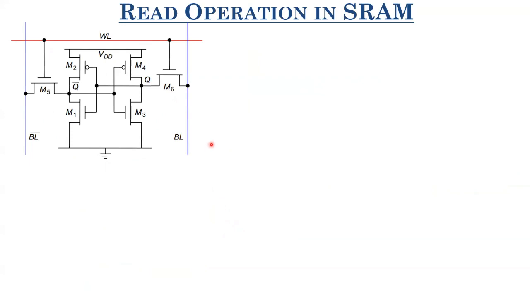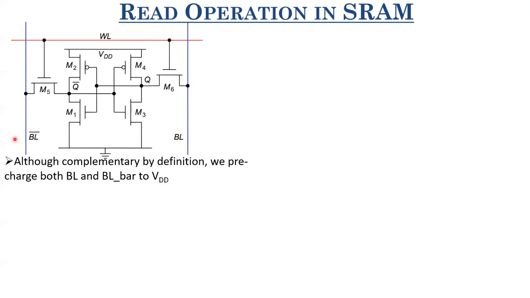What we do is, although these bitline and bitline bar are complementary by definition, I mean, this is bitline and this is bitline bar, that is, whatever logic is present on bitline, the complement of that should be present at bitline bar, according to its definition. Although that is the definition, during the read process, what we do is, we pre-charge both bitline and bitline bar to VDD. Now, how can we pre-charge a line?